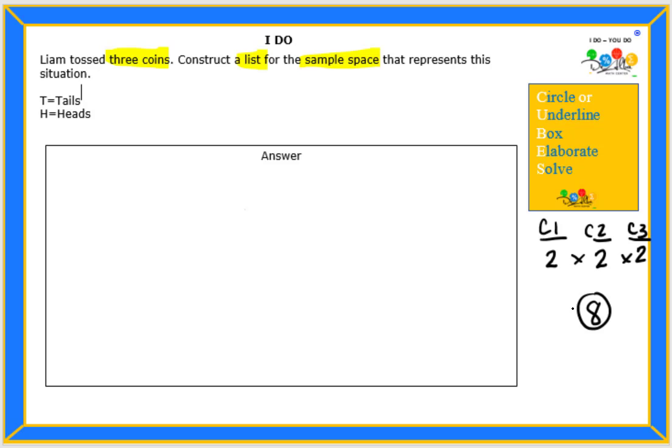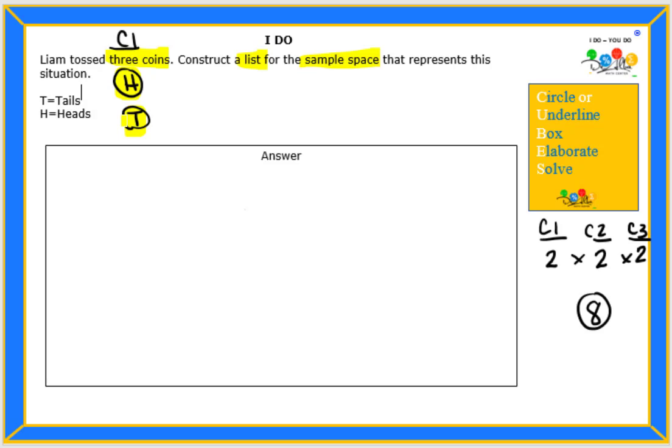Okay, so let's start by constructing a tree diagram, because I like the tree diagram and it's going to help me make an organized list that they're asking me for. So let's start with our first coin, coin 1. We could land on heads or tails. So this is our first coin.